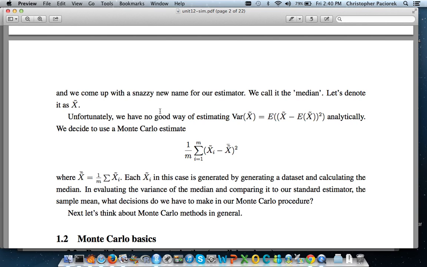So here we generate m different data sets, right? What's the difference between this kind of setting versus the bootstrap, where we have one sample? Yeah, so with the bootstrap, the matrix of values that you would get would look like this.